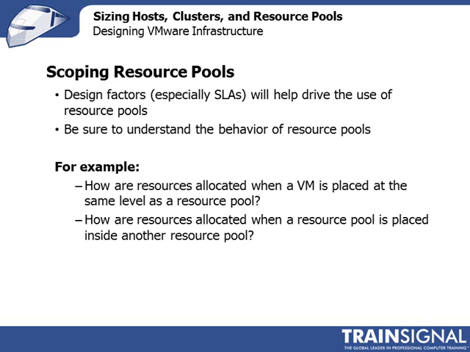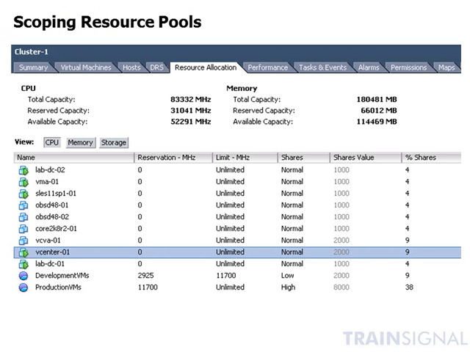So when we talk about understanding the behavior of resource pools, you have to make sure that you can answer questions such as how are resources allocated when a VM is placed at the same level as a resource pool, or how are resources allocated when a resource pool is nested inside another resource pool. And to help illustrate and bring home that difference, I want to show you this screenshot taken from the vSphere client. In this screenshot, it's a look at the resource allocation tab for a cluster, and I have both VMs and resource pools at the same level. And let's assume that there is at least one VM in each of these resource pools.